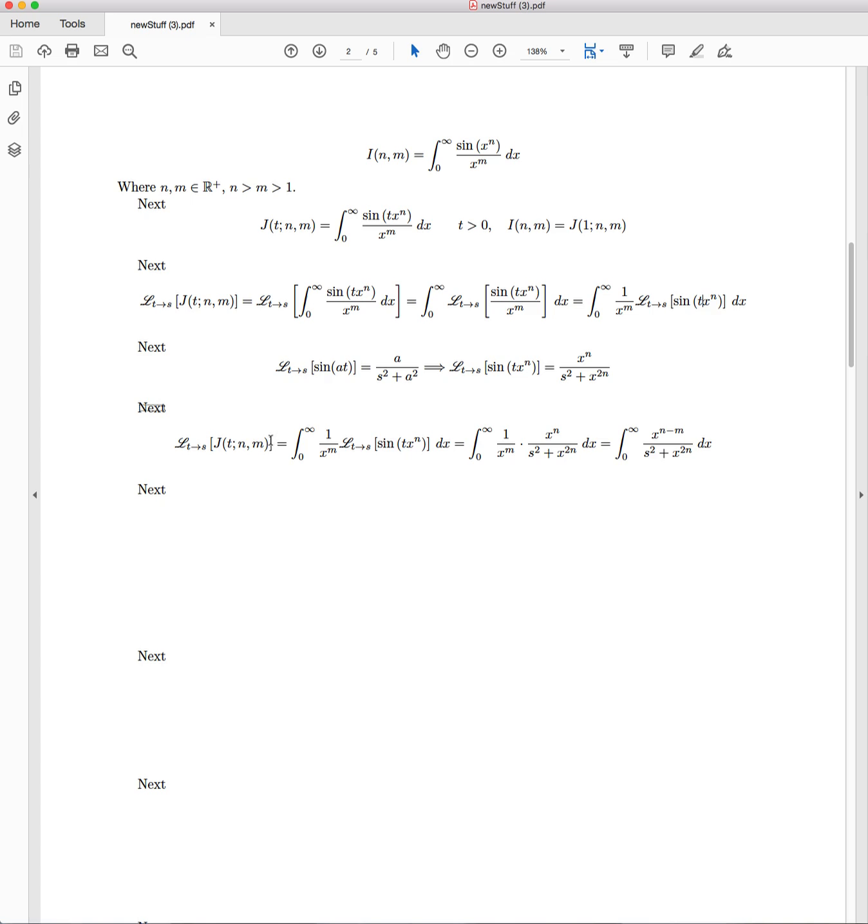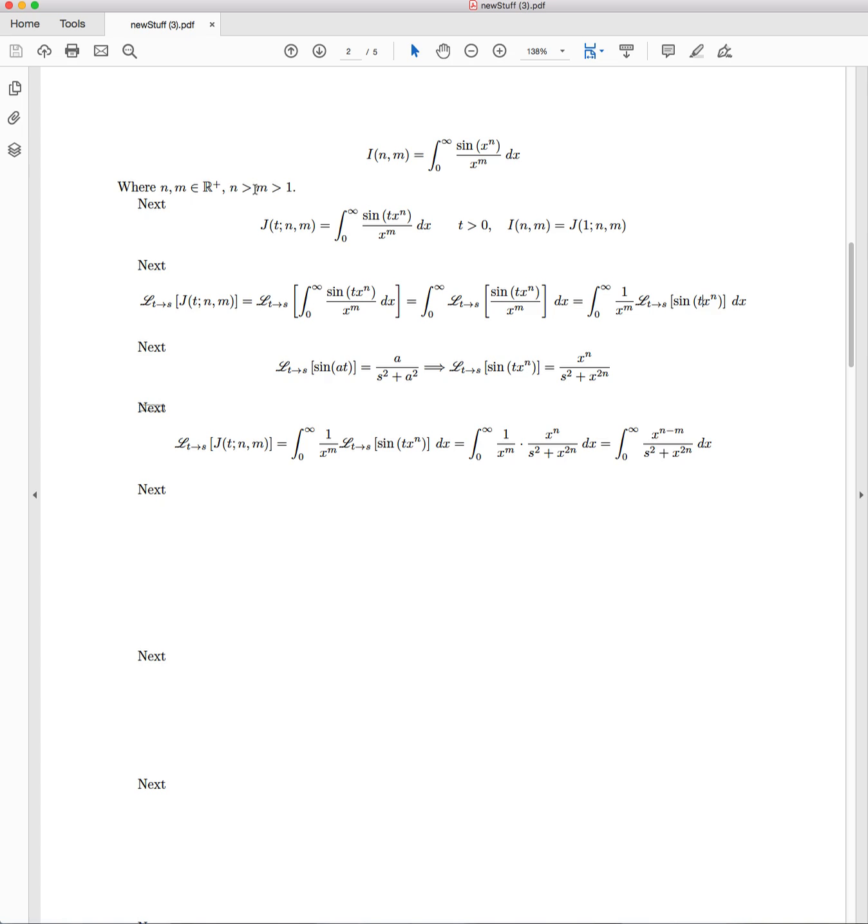So the Laplace transform of j of t, n is equal to this component here, which we already had, which is equal to 1 over x to the m, and then we replace it with the term that we just derived here: x to the n over s squared plus x to the 2n. And so just cleaning it up, I've got an x to the n term here, an x to the m term here, which is just obviously equal with our indices laws, x to the n minus m.